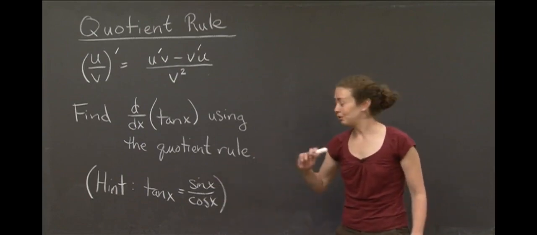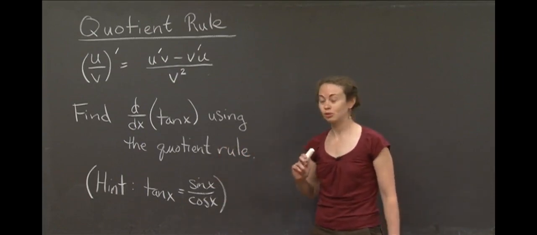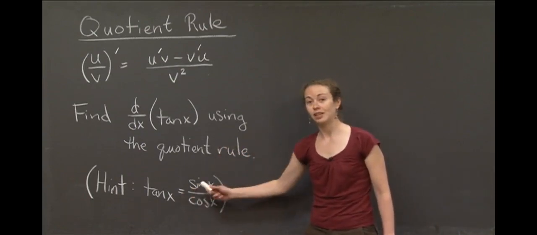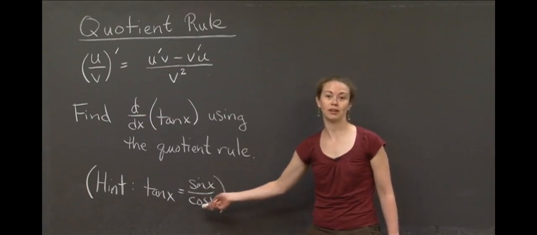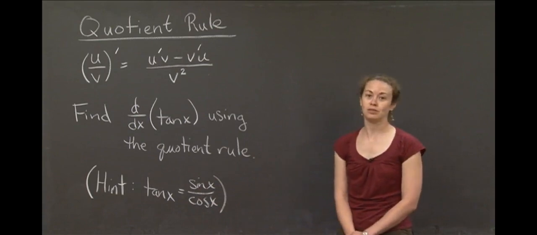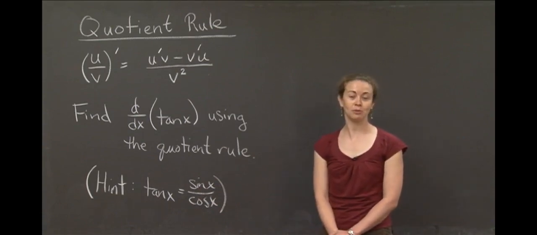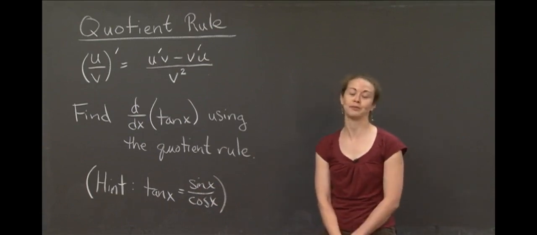And the hint I will give you is the reason we can obviously use the quotient rule is because tangent x is equal to a quotient of two functions of x. It's sine x divided by cosine x. So I'm going to give you a minute to work this out for yourself, and then when we come back, I will do it for you.